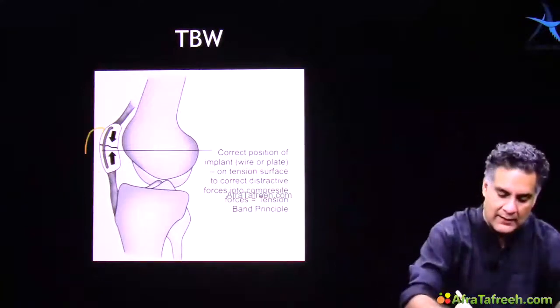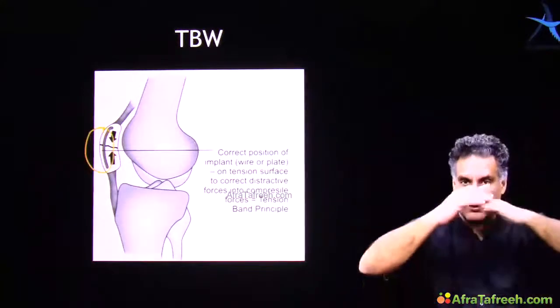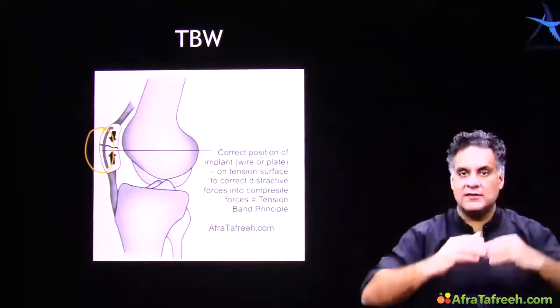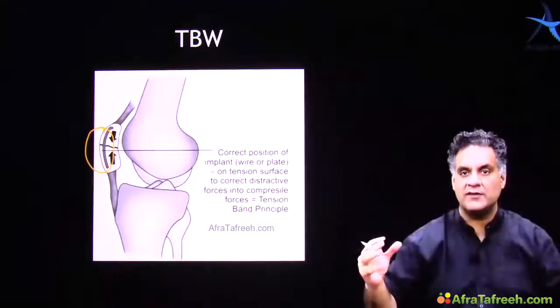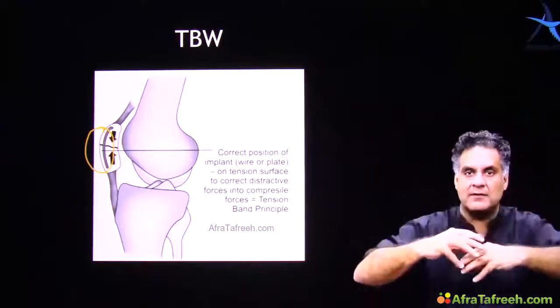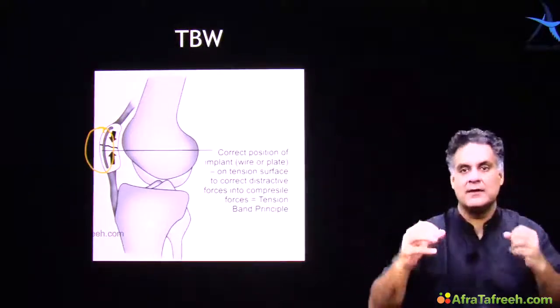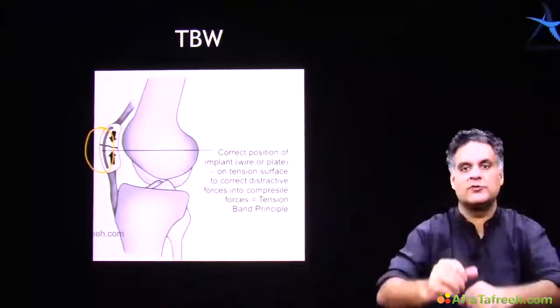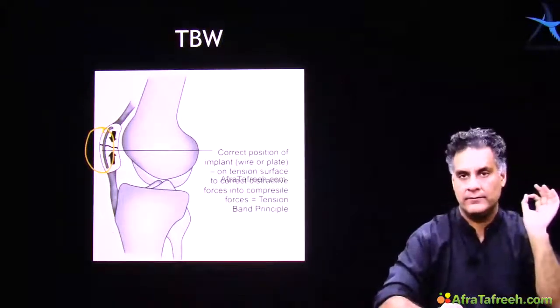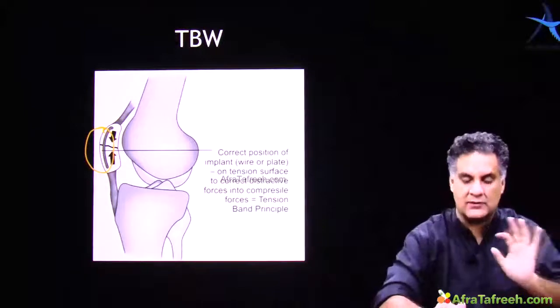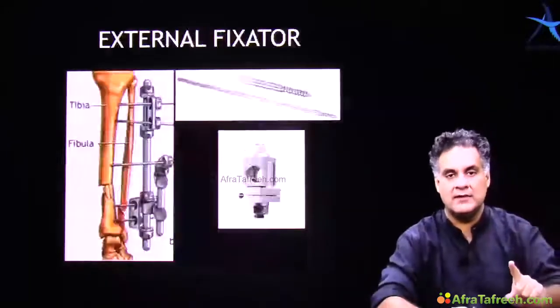You can put a wire or a plate on which surface? The convex surface. Why the convex surface? Because the muscle acts on the convex surface. That's called the tension surface. So tension band principle: apply the force to compress it. This is called TBW, done for olecranon, the patella, the image here that is commonly asked, or medial malleolus.